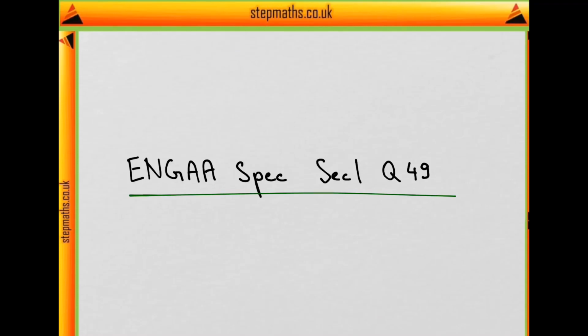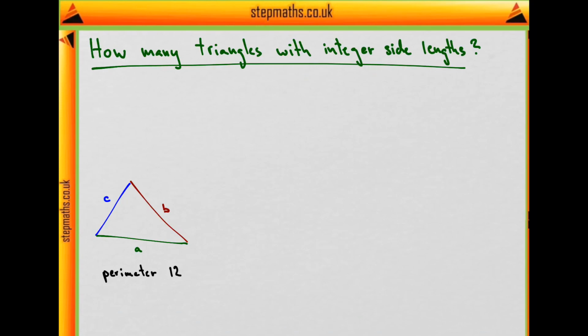In this video, we are going to look at question 49 from the specimen paper. So in this question, we are supposed to say how many triangles there are with lengths of sides which are integers and whose perimeter is 12 units.